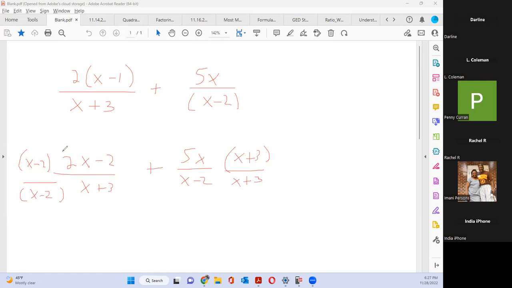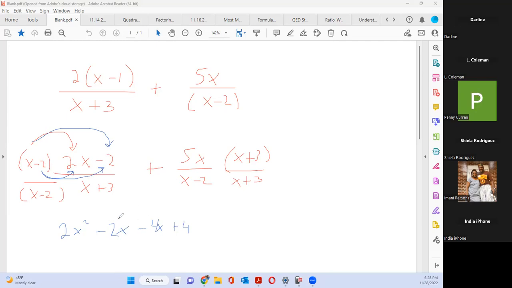So now this is just multiplying binomials, right? We got x times 2x, which is what? 2x squared. What's x times negative 2? Negative 2x. And then we multiply the minus 2 times 2x. What is minus 2 times 2x? Negative 4x. And then what's negative 2 times negative 2? Positive 4.